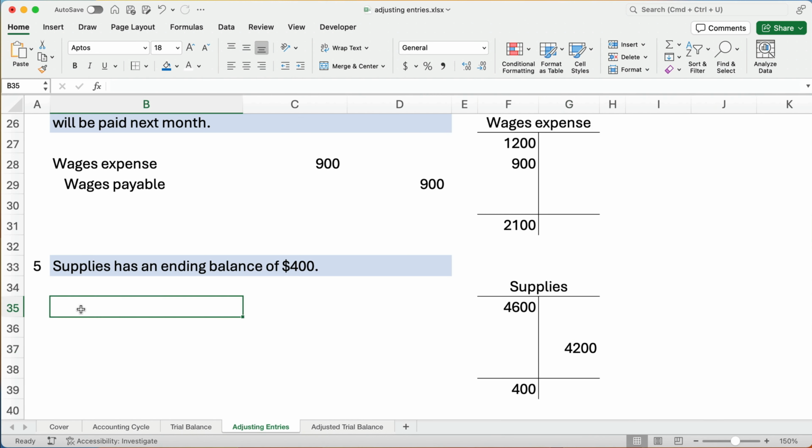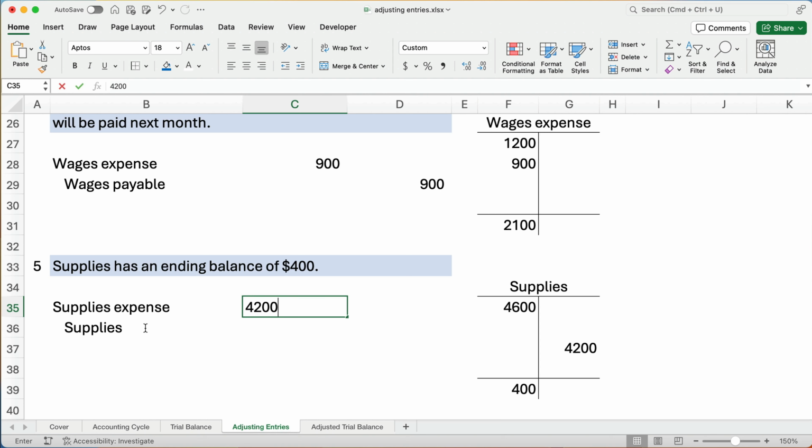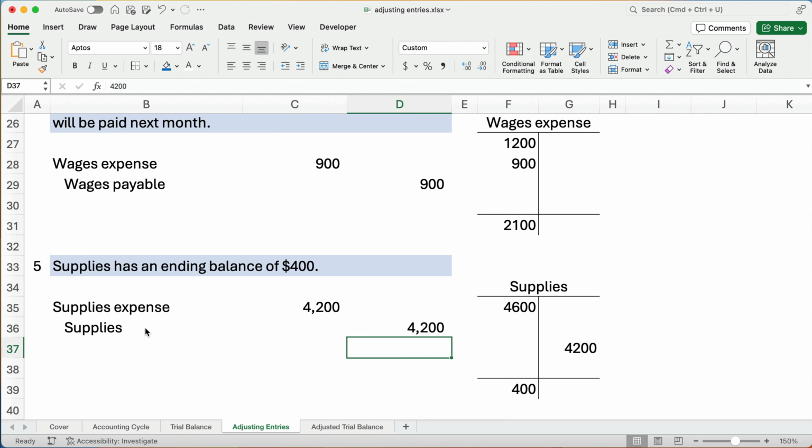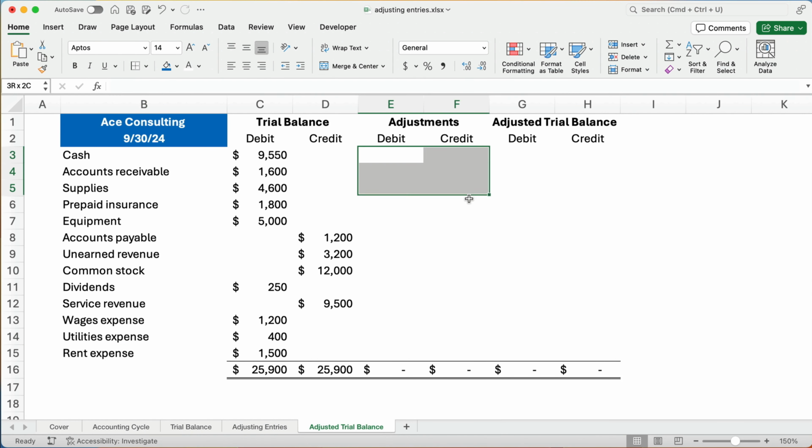What do you call it when we use up supplies? Well, we're going to call it supplies expense, and we credit the supplies account, and it's for $4,200. So we have a few extra entries at the end of the period to show things have changed. These are our adjusting entries. Okay, so now we're going to take the adjusting entries and kind of plug them into our trial balance.